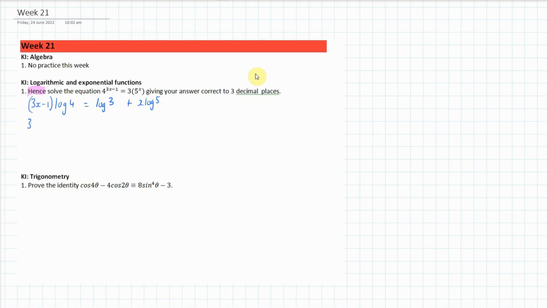I guess the next line I could go 3x log 4 subtract log 4 equals log 3 plus x log 5. Now what I probably want to achieve at this next point is get the x logs across to one side, so this one and this one need to be on the same side so I can factorize to get the x out. So probably what I'll do is I'll go 3x log 4 minus x log 5, and then I'll bring that log 4 across the other side, so I get log 3 plus log 4.